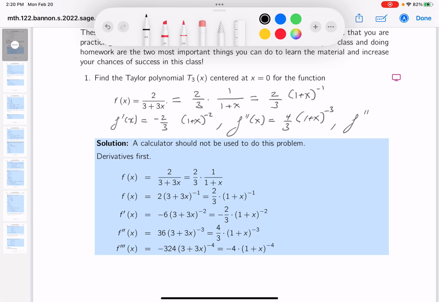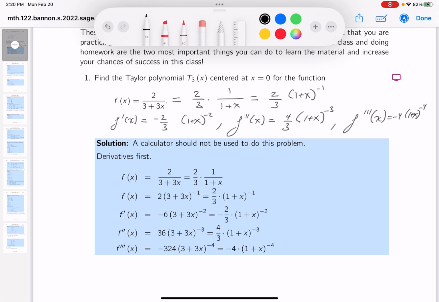Let's write down the triple prime. And you could do this for a long time, but they get a little tedious over time. But this is a simple derivative. What are you going to get there? It looks like you can get minus 4 times 1 plus x to the minus 4.